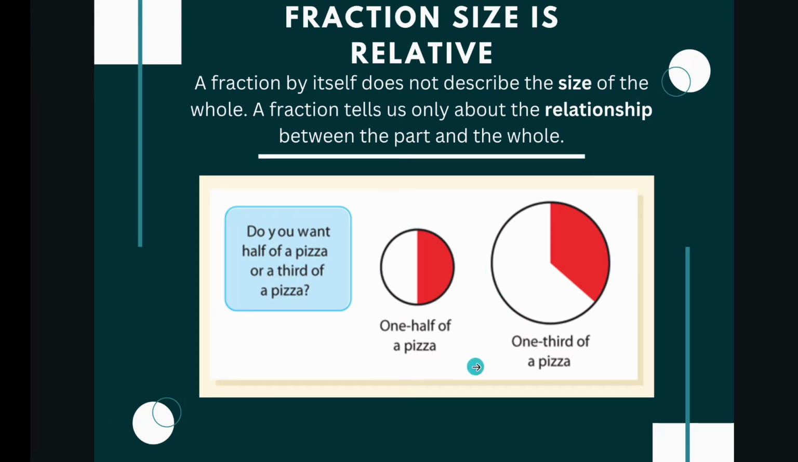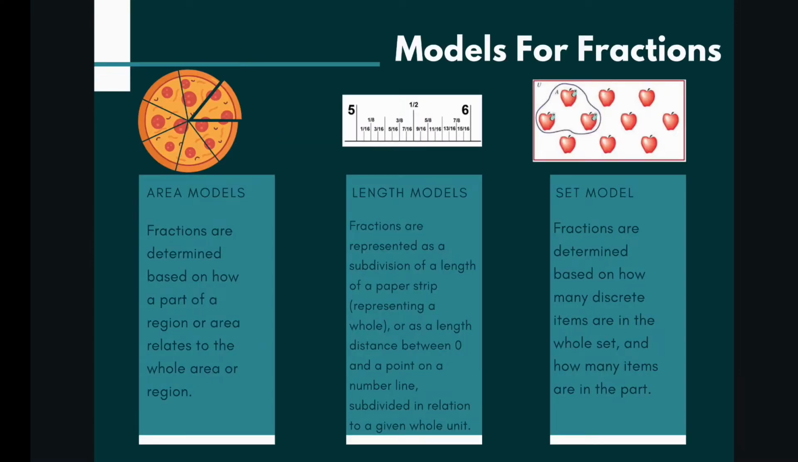A person who would not know the actual size of the pizzas would typically pick the half, because the half, in your head, would be more. But in this case, you would end up with a small piece of pizza because you did not consider the size of the pizza. You did not consider the size of the whole. So now we move on to area models.